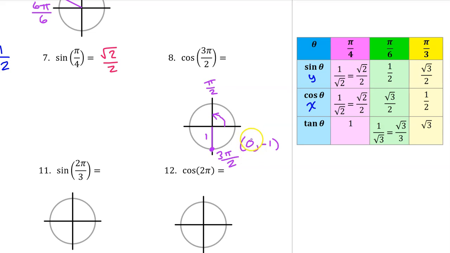On the unit circle, sine is the y value, but cosine is the x value. The x value is 0, so the cosine of 3 pi over 2 is 0.